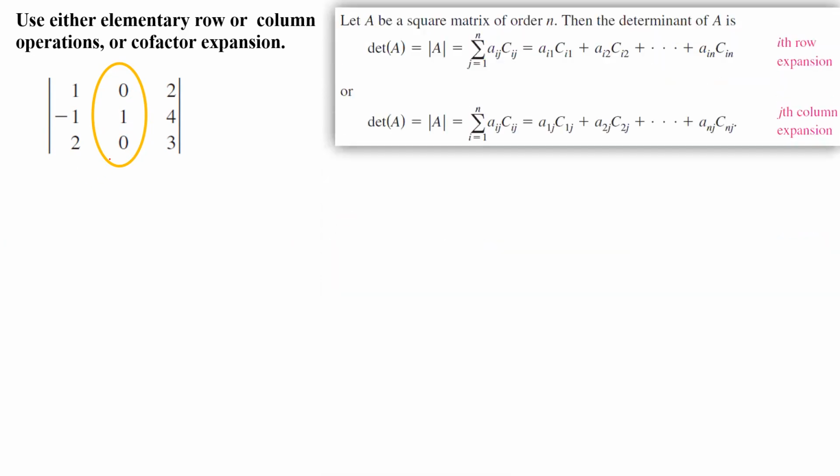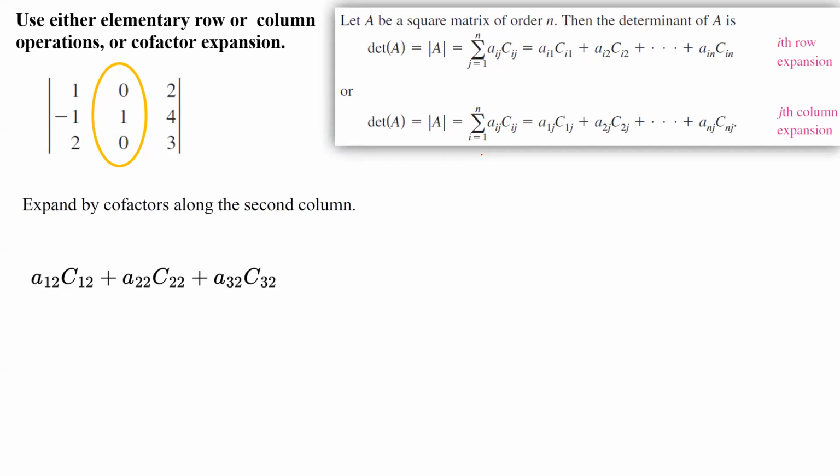Pay attention, please. Remember the definition. When you're expanding with respect to a column, your i is changing. Expand by cofactors along the second column. So take a look. What I'm going to do, I'm going to take the entry on the first row and second column. So first row, second column, multiply that by the cofactor for the first row and second column.